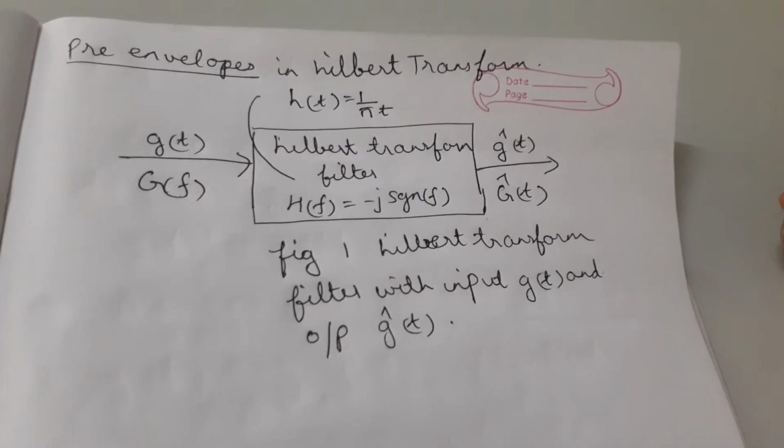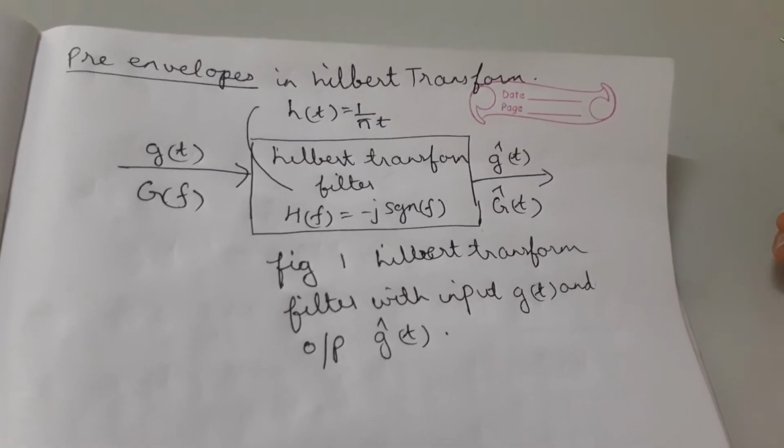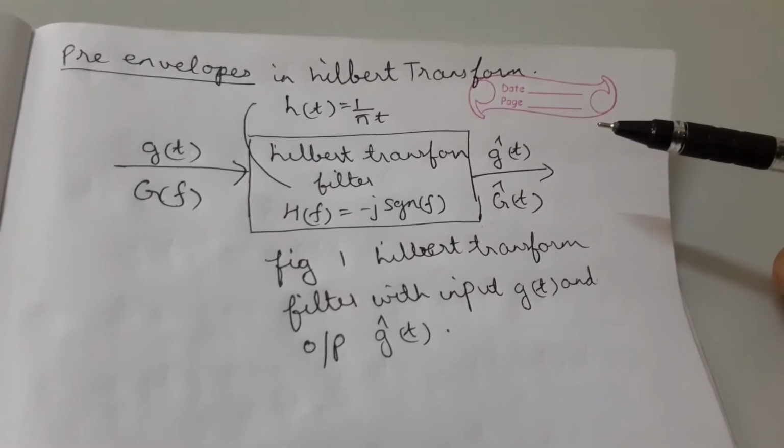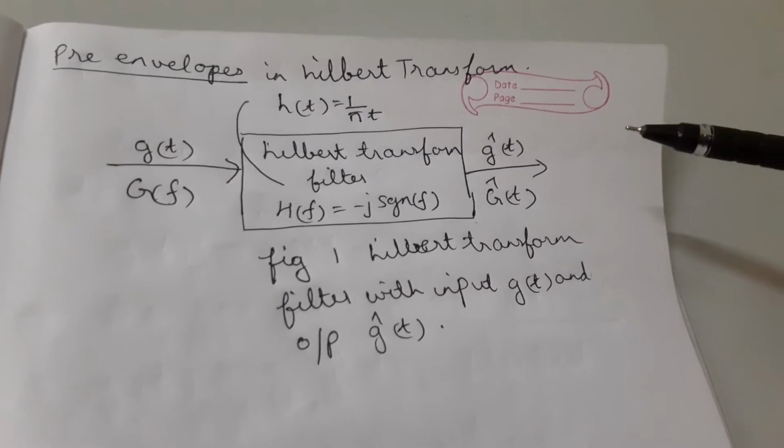Okay, now I am here to discuss pre-envelopes in the Hilbert transform. So I have made one figure. Now what is this pre-envelope?